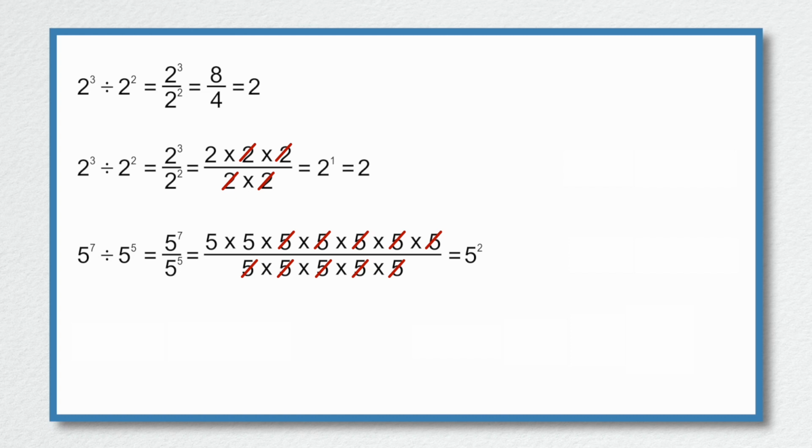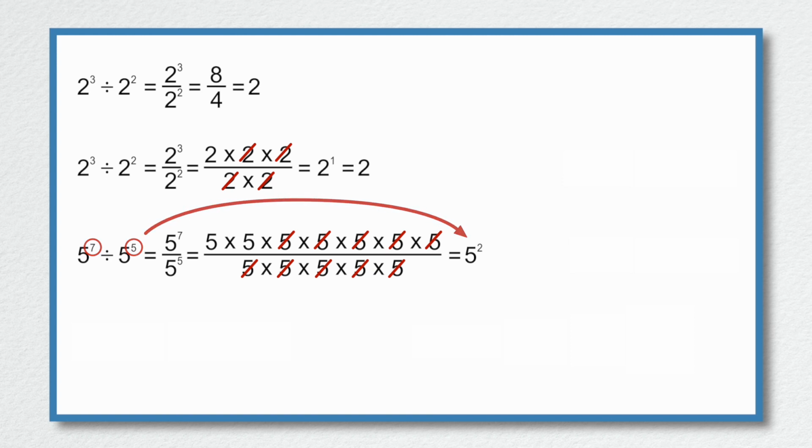Now let's look at the relationship between the question and the answer. Going back to 2 to the power of 3 divided by 2 to the power of 2. If I do 3 subtract 2, I end up with 1, which is what we have here. And if I look at this question, 5 to the power of 7 divided by 5 to the power of 5, well, 7 subtract 5 is equal to 2. And that's the power that we have here.